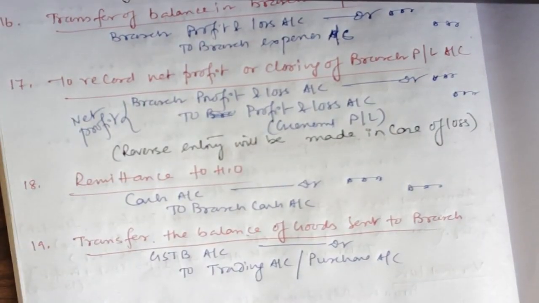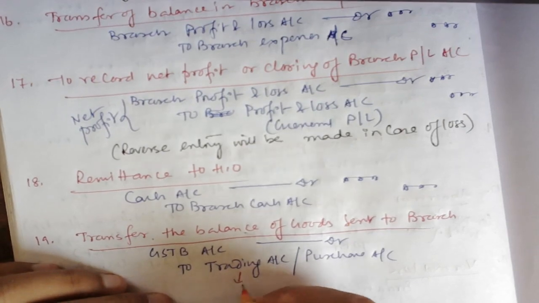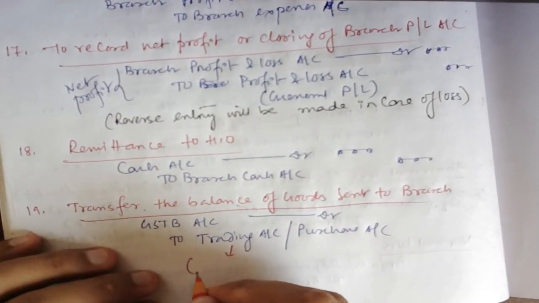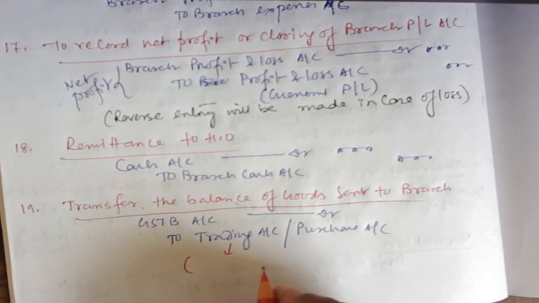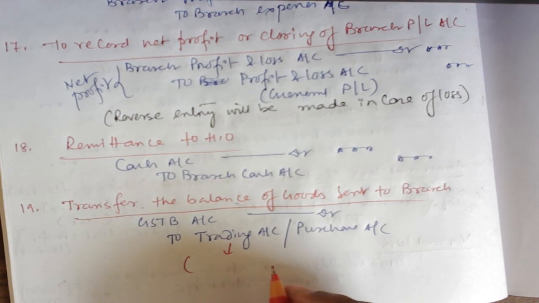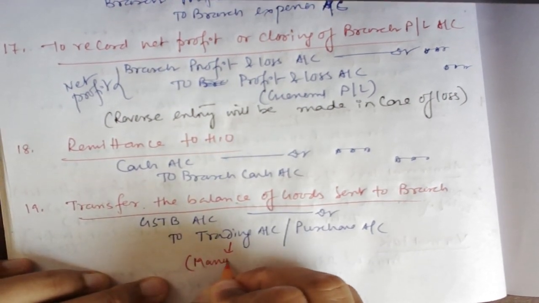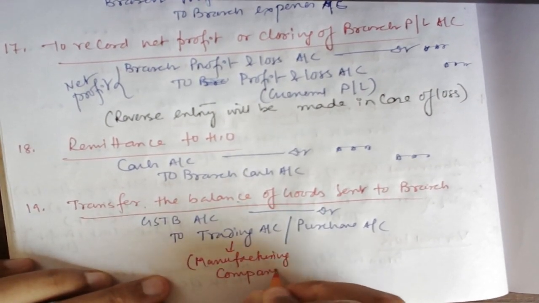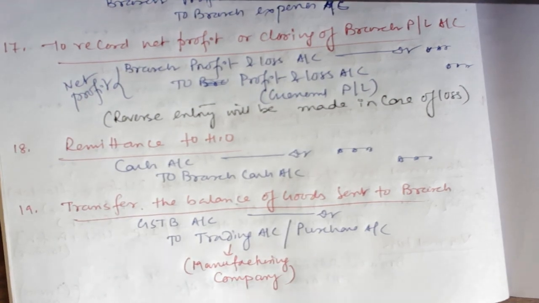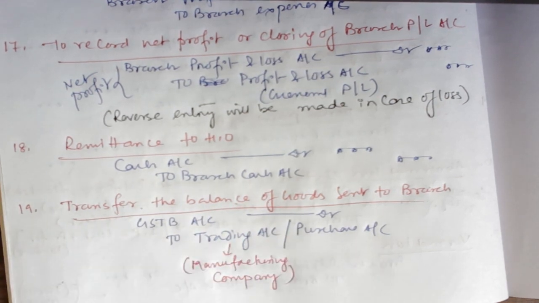Make a note of why I am writing these two accounts. Trading account is used when the company is a manufacturing concern. If the company is a manufacturing company, then rather than using the purchase account, you can use the trading account. If the branch is purely related to manufacturing, then we transfer to the trading account, rather than the purchase account.